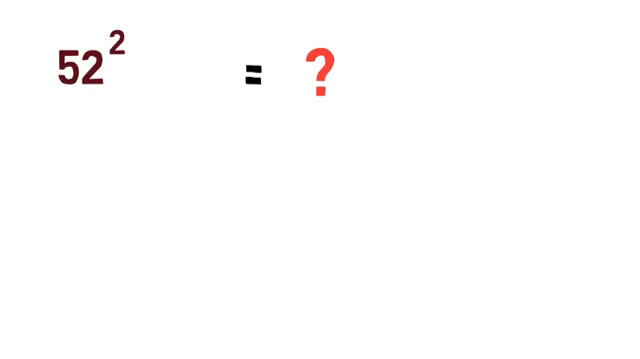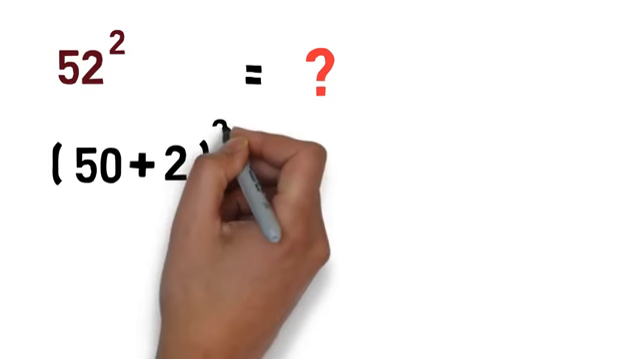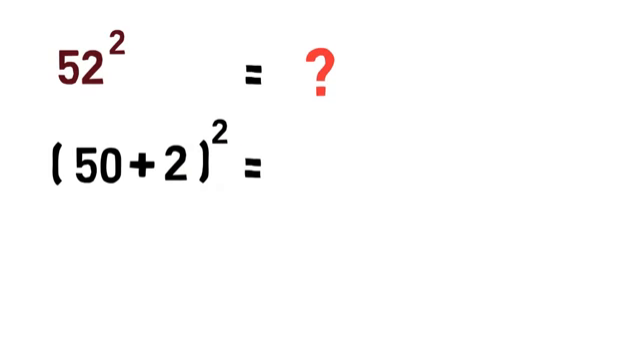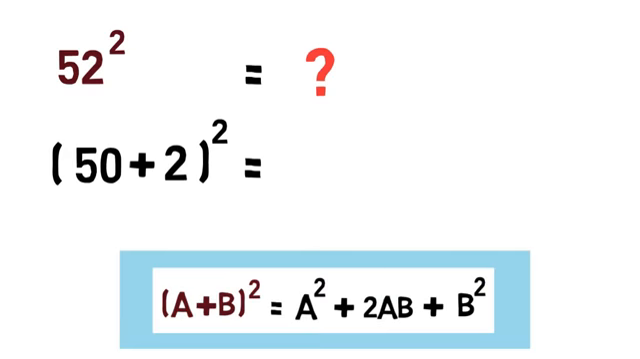Probably no. So let's say you have to find out the square of 52. How would you deal with this? My dear friends, let's use the first formula, A plus B whole square, which is equal to A square plus 2AB plus B square. If you compare here, A is equal to 50 and B is equal to 2.